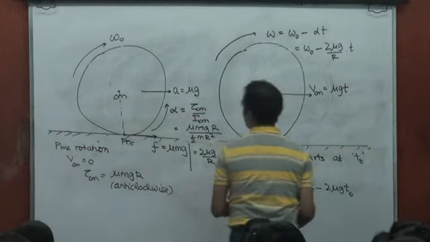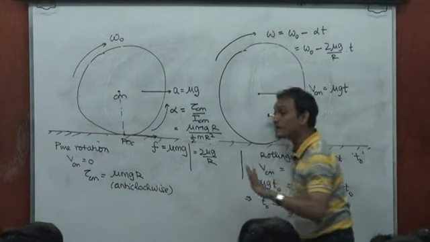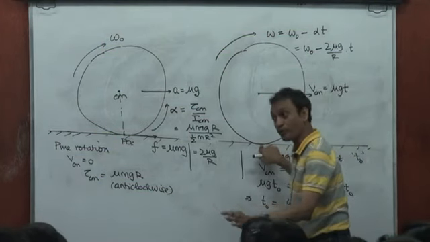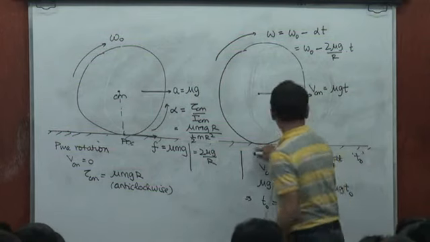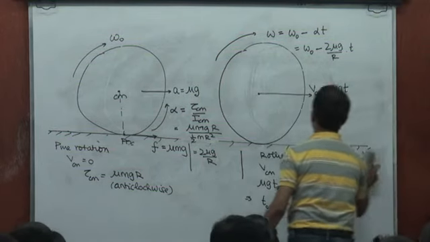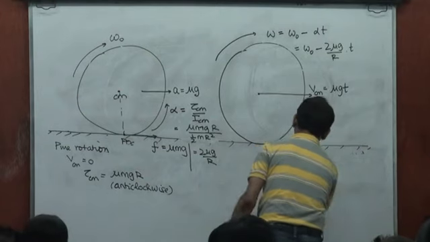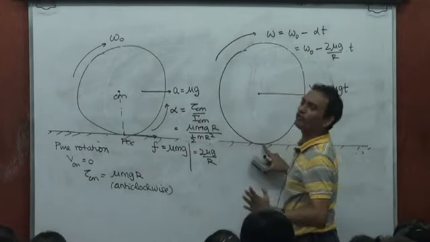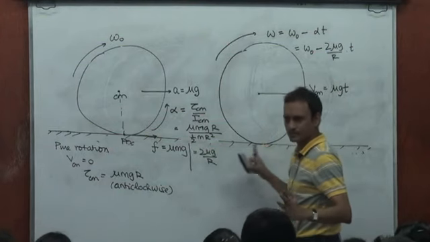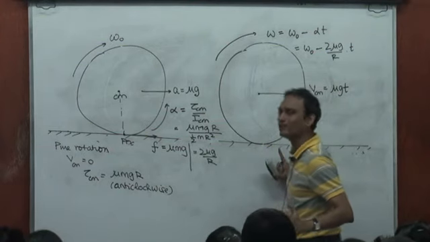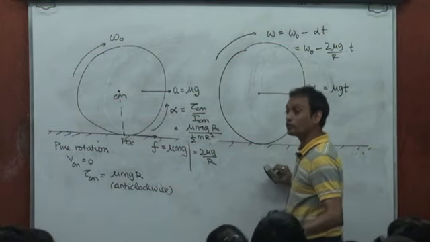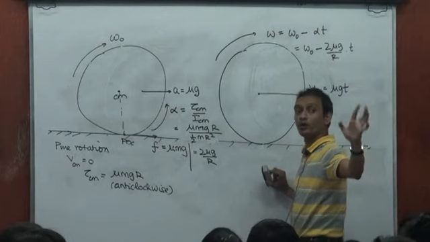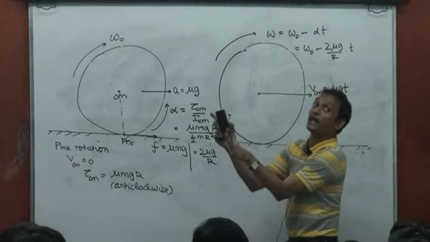Also, between this state and this state, irrespective, I can still apply conservation of angular momentum about the point of contact, whether this is a pure rolling state or not. Torque about the point of contact is still zero in both these states. From here to here, it has been zero all the way. Therefore, angular momentum about the point of contact can be conserved between any two states.